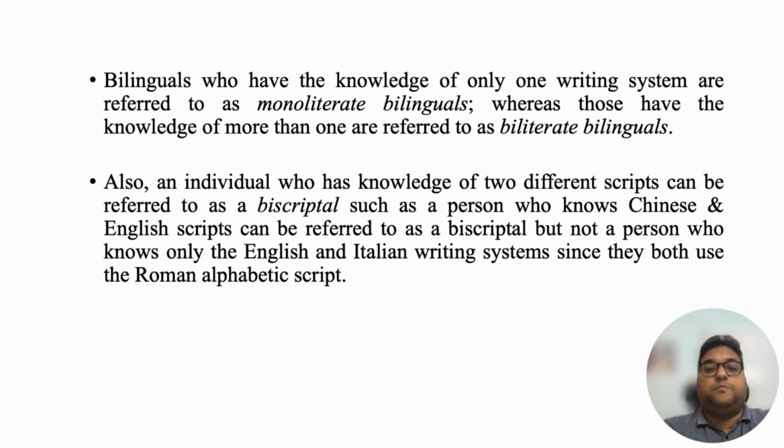Now, an individual who has knowledge of two different scripts can also be referred to as a biscriptal, such as a person who knows both Chinese and English script. Here, when I'm talking about differences between scripts, I'm talking about categories of scripts: alphabetic, morphemic, alpha-syllabic. These are again terms just for classification, because these will come up later when we start talking about these things. I'm just putting these terms out there.